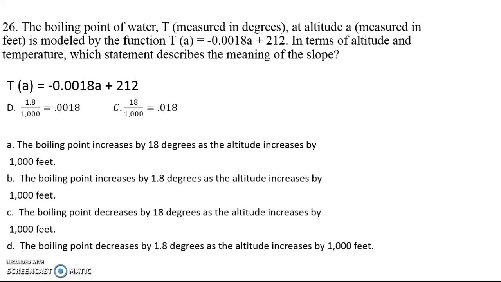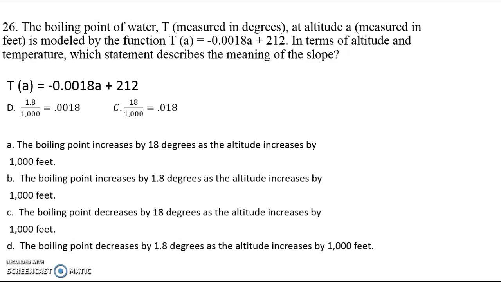I brought down our equation, and for this one, I didn't really show any work. All I did was plug in the answer choices. But before that, I knew that our slope was decreasing, so I X'd out A and B because they were increasing. A was increasing by 18 degrees, and B was increasing by 1.8. So I was left with answer choices C and D, and they were both decreasing, which matches the slope of the equation.